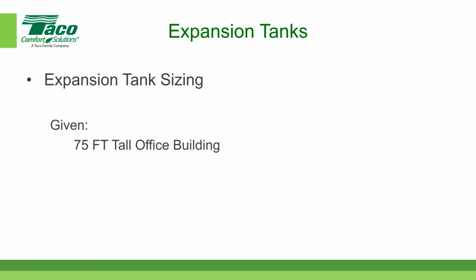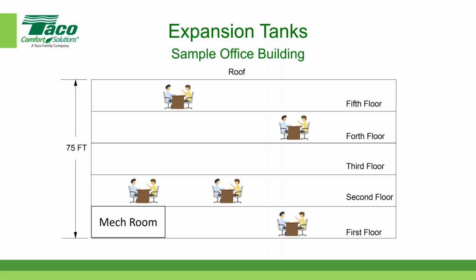Given a 75-foot tall office building in this example, let's find the expansion tank size. And I've got a little diagram here that indicates what an office building diagrammatically would look like. In this case, it's got 5 floors. The floor-to-floor height is 15 feet. 5 times 15 is 75 feet. The other thing I want to point out is for this first example, the mechanical room is on the first floor or the lowest part of the building.